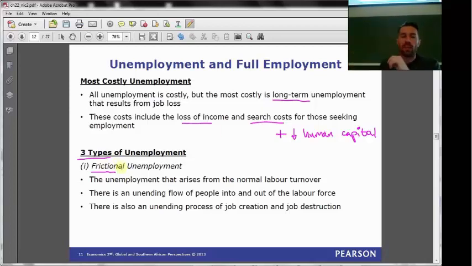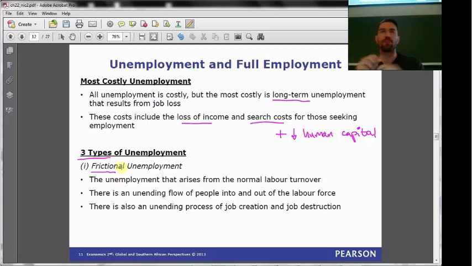Another way you might want to think of frictional unemployment is what I've heard termed fun employment. Okay? Fun employment, you know? So you're unemployed at the moment, but, you know, you'll be employed relatively soon.